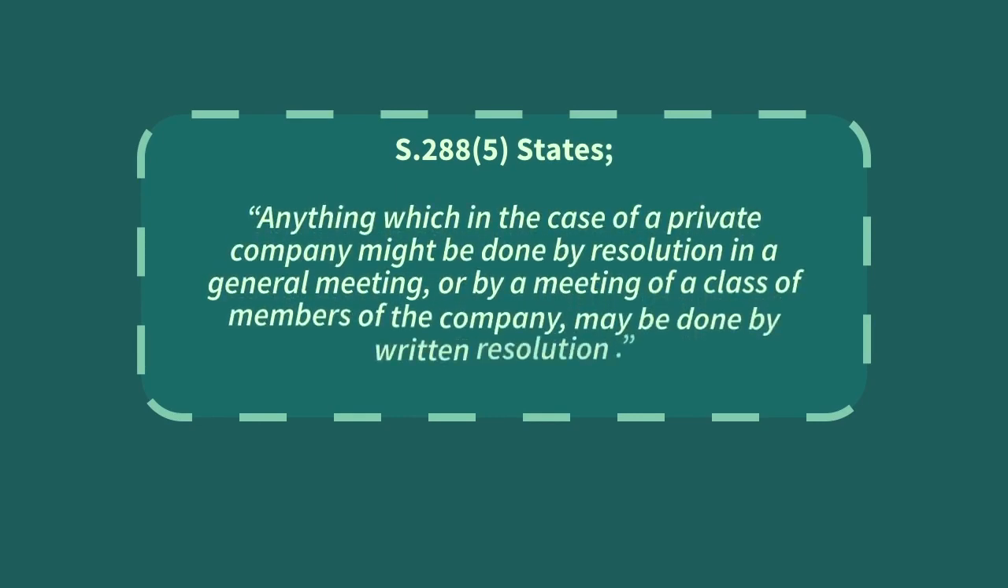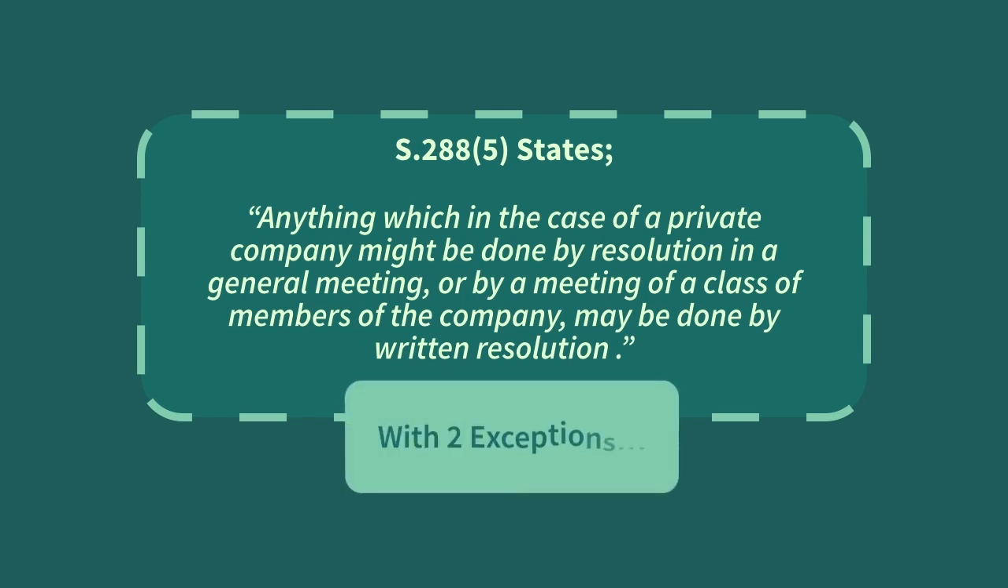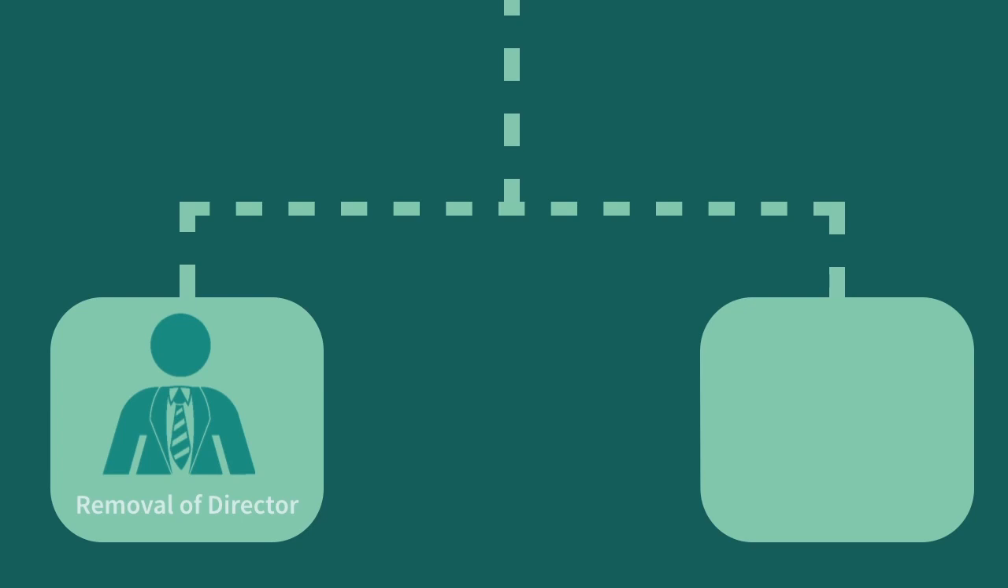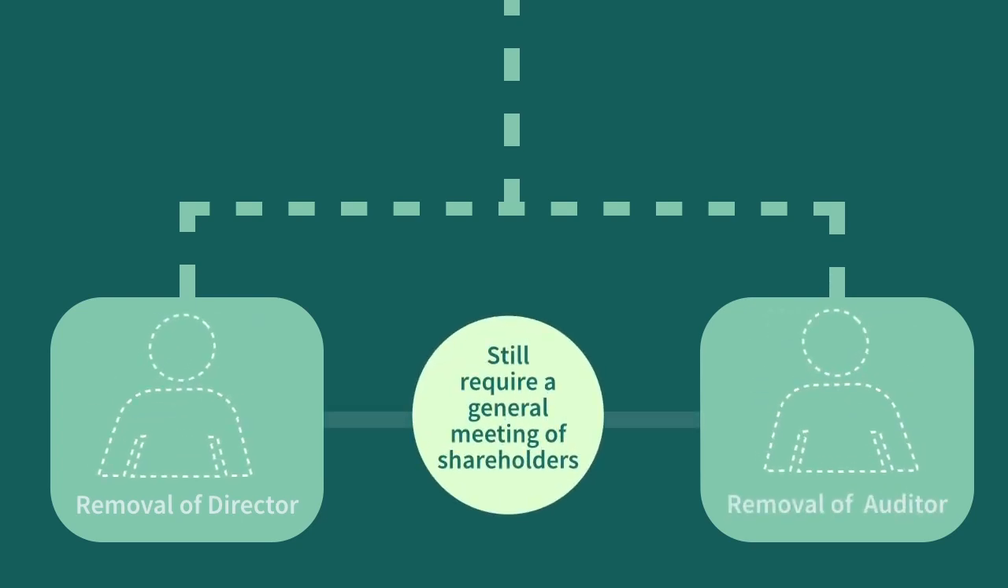By virtue of Section 288, Part 5 of the Companies Act, anything which in the case of a private company might be done by resolution in a general meeting, or by a meeting of a class of members of the company, may be done by a written resolution with only two exceptions. The removal of a director, or the removal of an auditor. These still require the calling of a general meeting of shareholders.